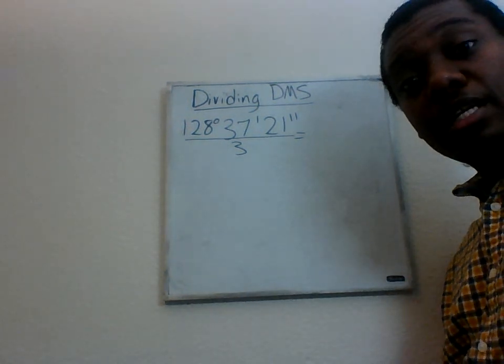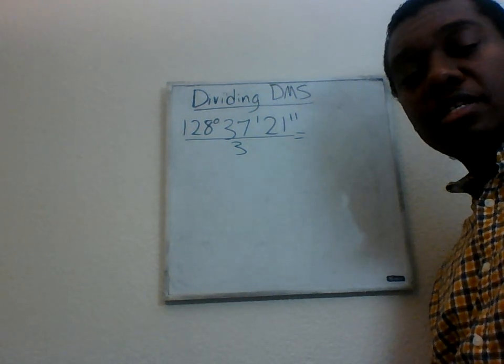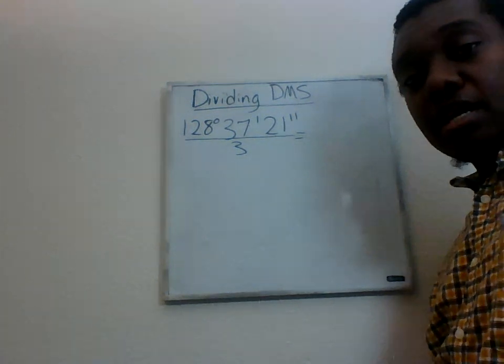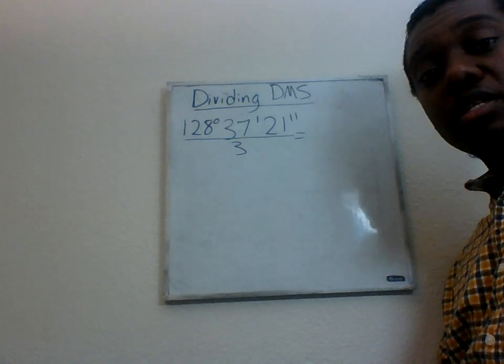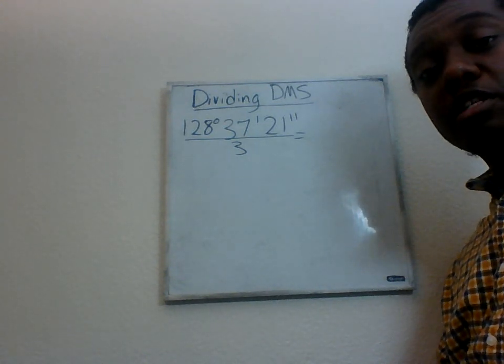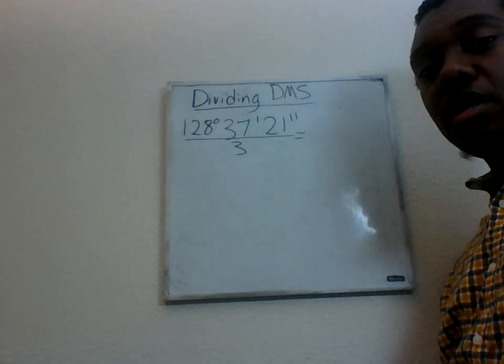Hello. Today we're going to be talking about dividing with degrees, minutes, seconds. For this example, we have 128 degrees, 37 minutes, and 21 seconds divided by 3. So we want to split that degree 3 different ways.